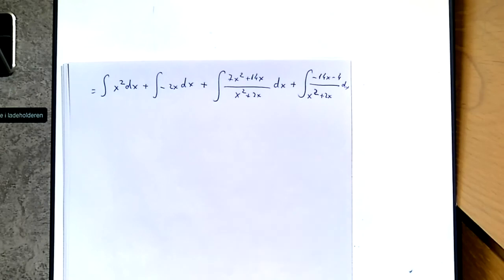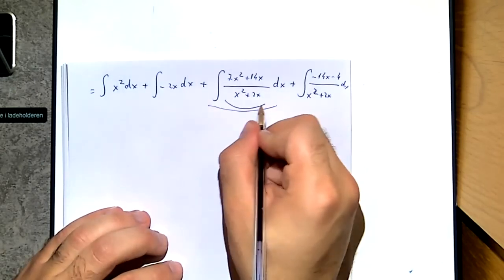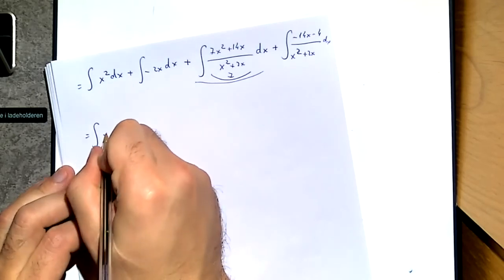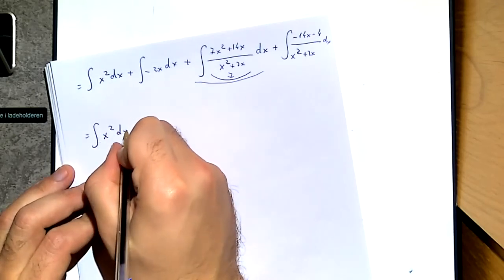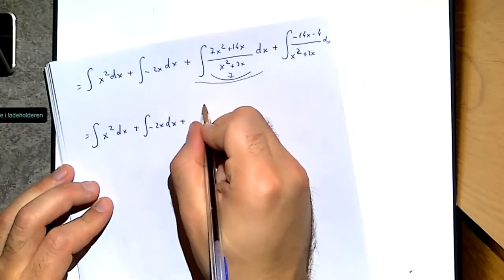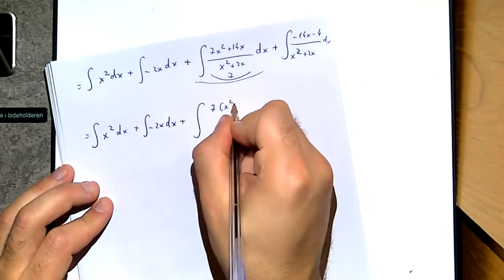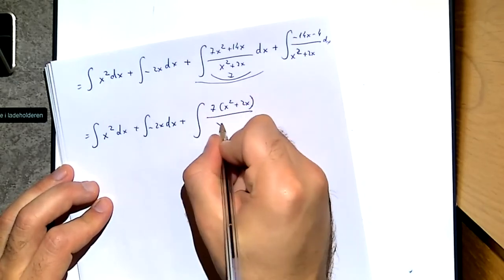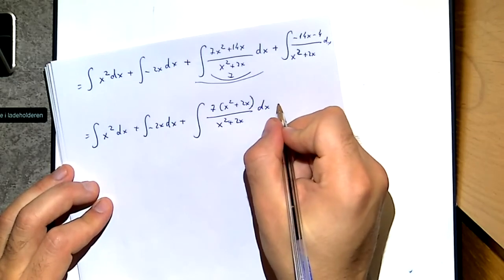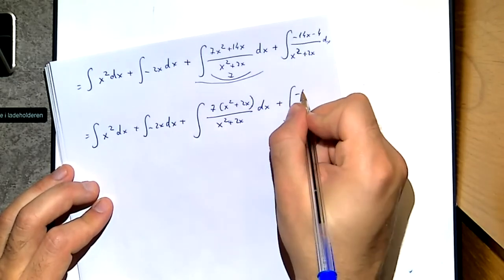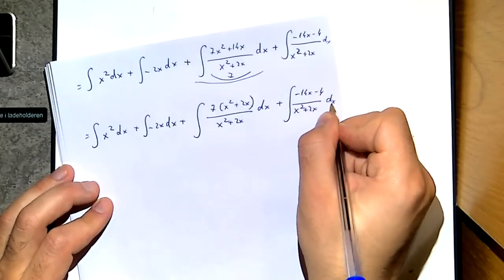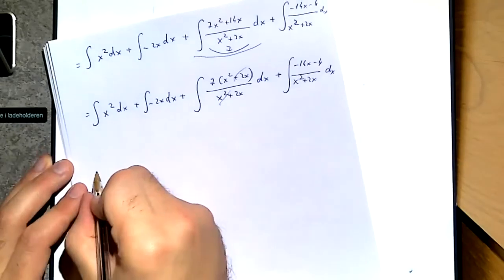Okay, and again, this is 7. This integral is just 7 because that's the way we create it. But I'll write the intermediate step right now. So, plus the integral of (7x squared plus 2x) over (x squared plus 2x) dx, plus the integral of (minus 14x minus 4) over (x squared plus 2x) dx. Okay, this goes away. So what do I have?